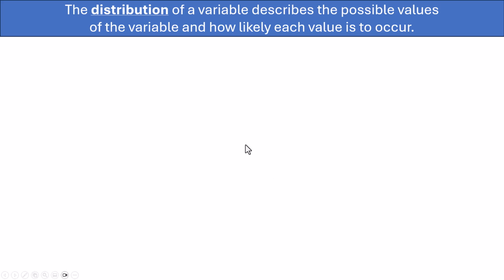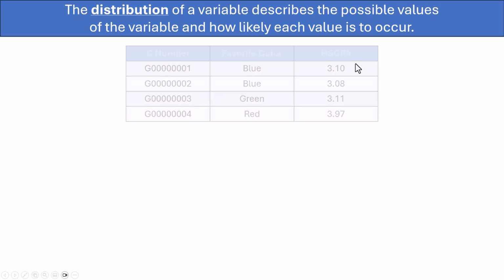So the first thing to talk about is the term distribution. The distribution of a variable is going to describe the possible values of the variable and how likely each value is to occur. Here's an example.